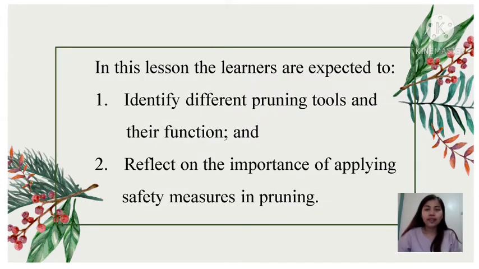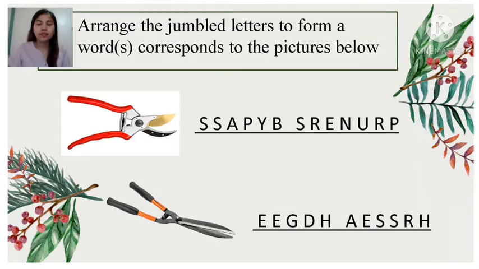In this lesson, the learners are expected to first, identify different pruning tools and their function, and reflect on the importance of applying safety measures in pruning. Before we proceed to our lesson, let us have this simple game. Arrange the jumbled letters to form a word or words that correspond to the pictures below.